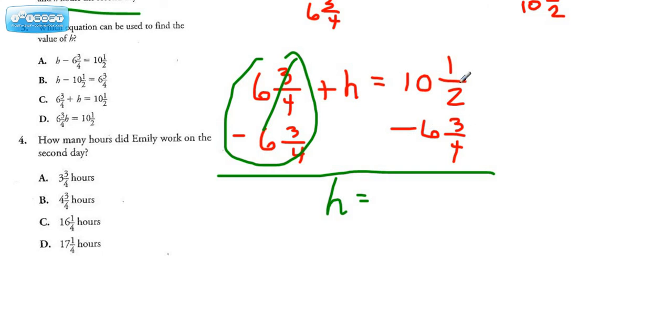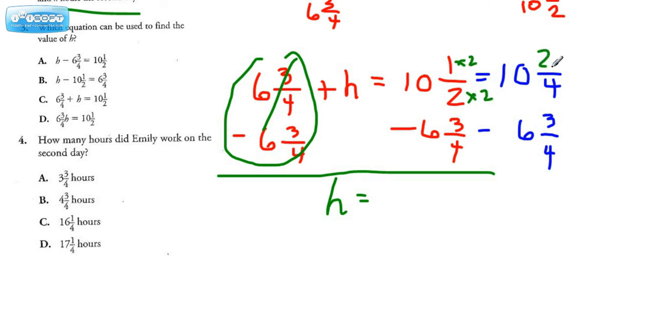Now the first problem we have is we don't have a common denominator. Let's rethink both of these values as fourths. 10 and something fourths, 6 3/4. All right, to get to something, 2 times 2 would be 4. We have to multiply 1 times 2 to get 2.